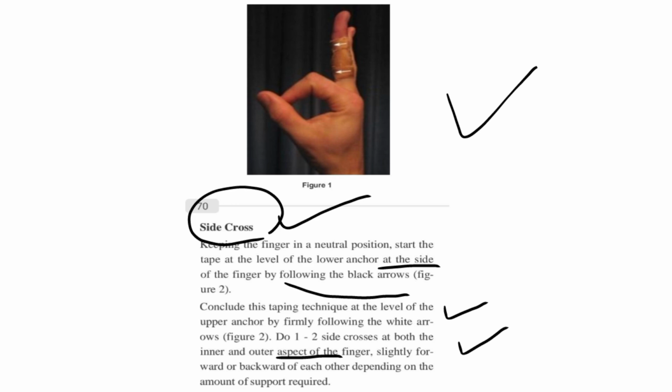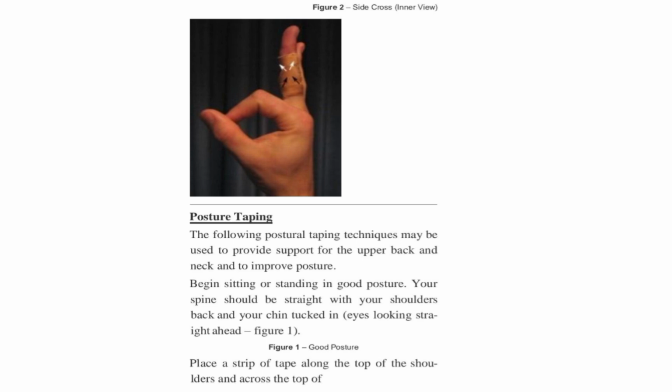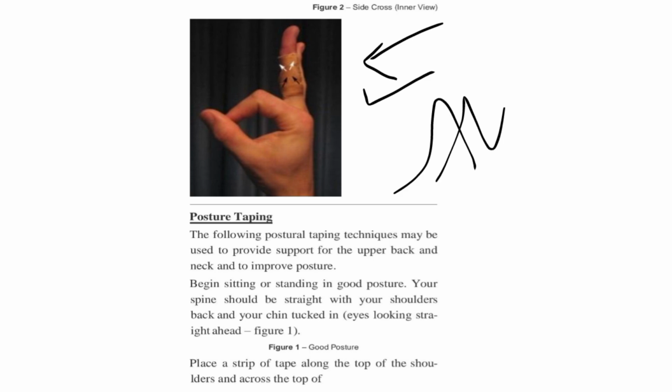Side crossing. This is the pictorial form of a side crossing. Inner view. All the indications, contraindications and the considerations for applying taping are the same. You have a good idea now.